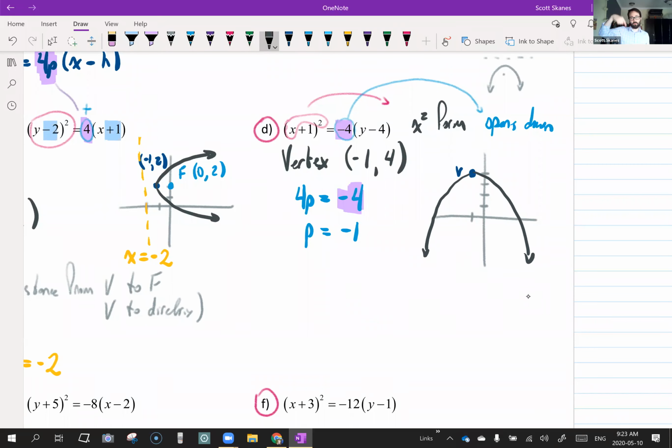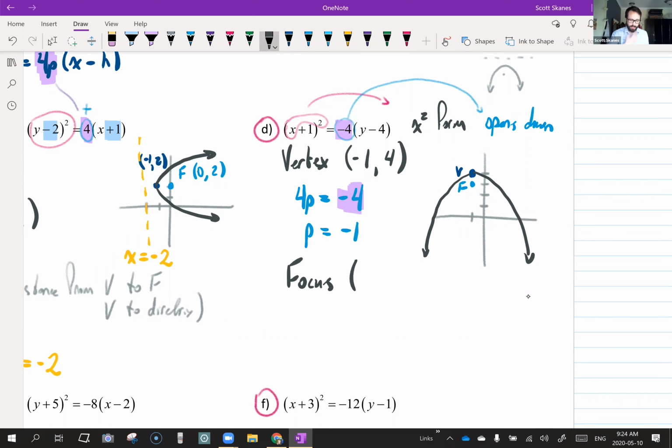Our focus is 1 point away. Again, don't really care about the negative, we just care that it's away from it. So move 1 point down. It's right there. That's our focus. What's our coordinates? Focus must have the coordinates.